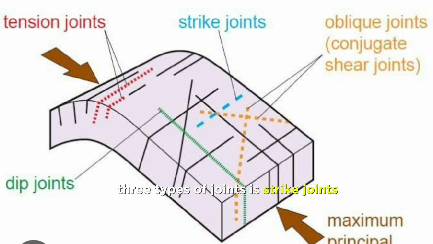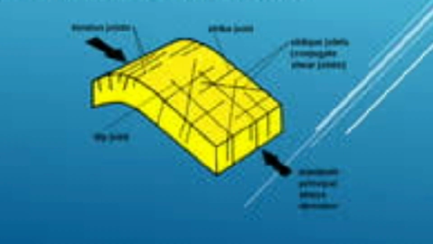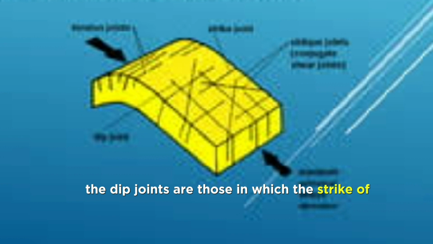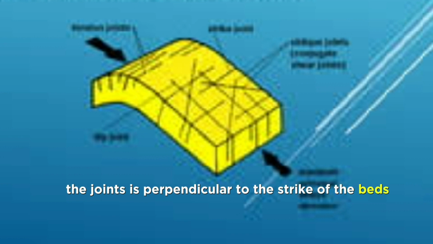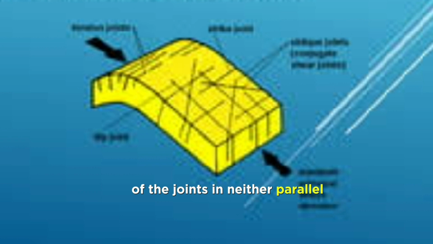The geometrical classification of joints. The three types of joints are strike joints, dip joints, and oblique joints. Strike joints are those in which the strike of the joints is parallel to the strike of the beds. Dip joints are those in which the strike of the joints is perpendicular to the strike of the beds. And oblique joints are those in which the strike of the joints is neither parallel nor normal to the strike of the beds.